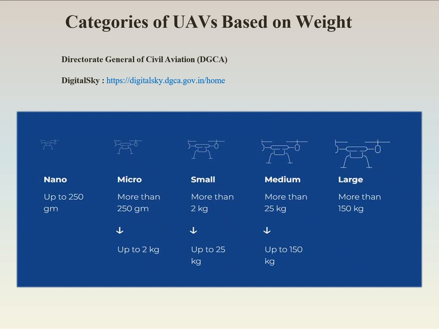Each size has different rules, like how high they can fly or where they can go. You can check these rules on a website called Digital Sky. It's like a driver's license for drones. Bigger drones, stricter rules. Let's look at those rules next.